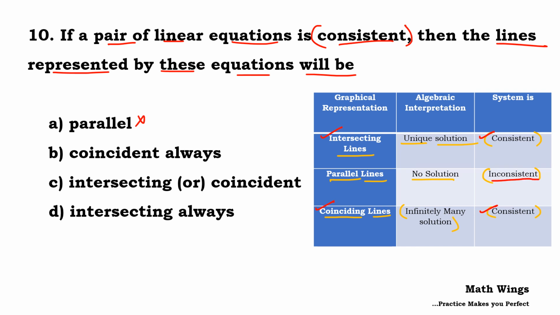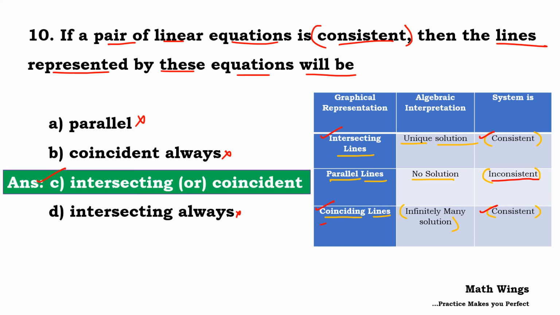So if you observe the question here, they're asking pair of linear equations is consistent, then the lines represented by these equations will be. So we can eliminate the first option, parallel lines, because for parallel lines we can have an inconsistent system, right? So in the remaining options, just observe that the system is consistent when the lines are intersecting as well as when the lines are coinciding. So it is not just the coincident lines or just the intersecting lines. Either the lines can intersect or they can coincide with each other. In both conditions we can have the system consistent. Therefore, the correct option here is option C, that is intersecting or coincident lines.